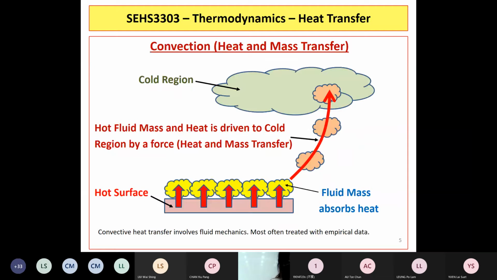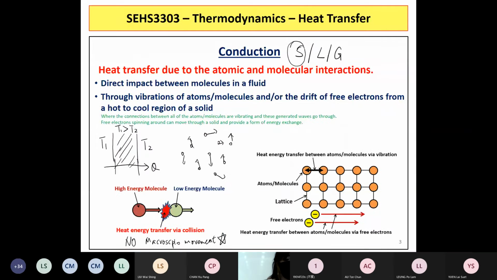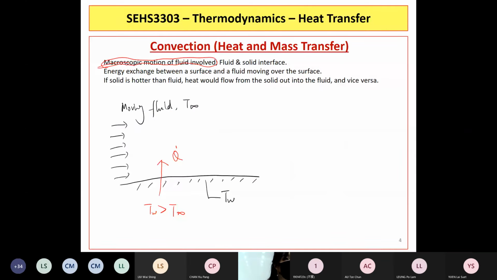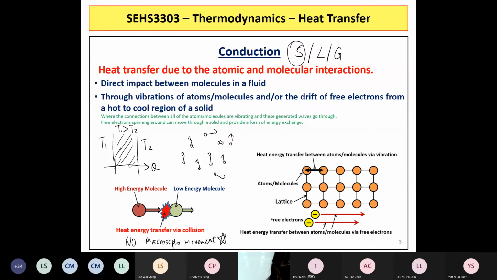For the conduction, convection, any problems? Yes, but here I will actually remind you again. When we say conduction, yes, it can happen inside solid and liquid. Solid and fluid, but usually we are dealing with the conduction in a solid. Okay.